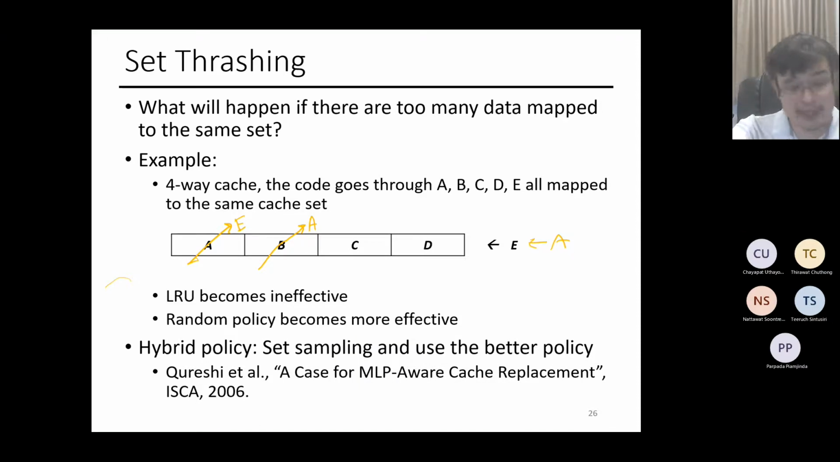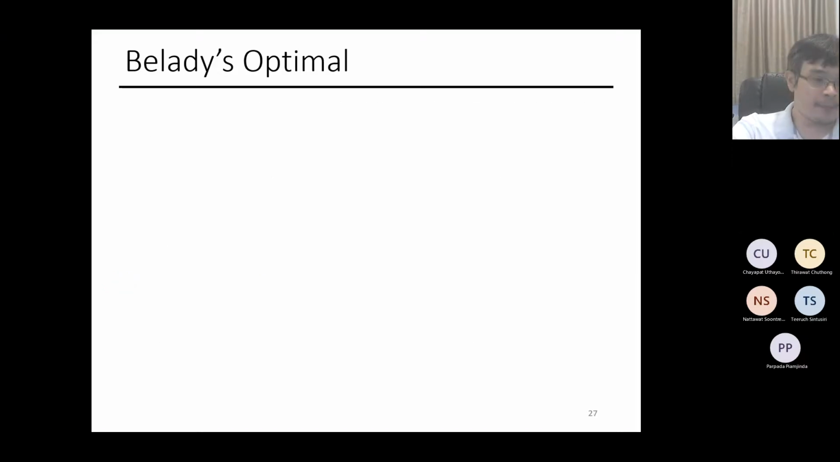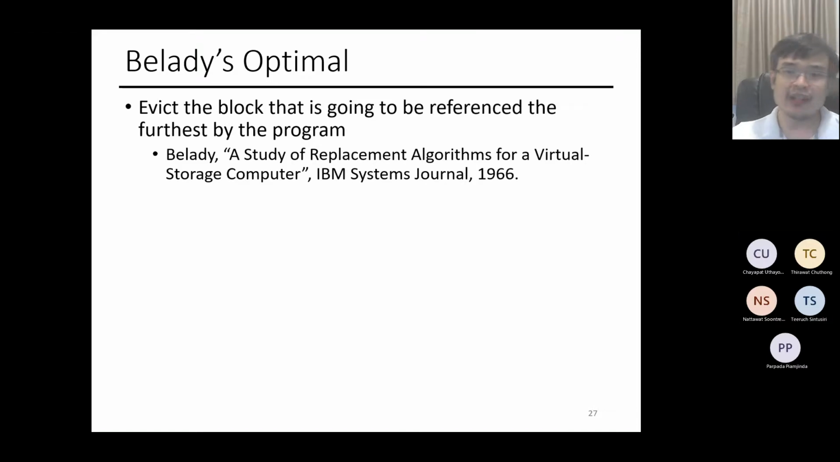So you can actually do a hybrid policy, which is a mix of the two policies based on the performance, when you do the cache design. And then this is one policy I have to talk about. We call it Belady's Optimal. This is an older paper. It's on the theoretical side of things, right? So Belady's Optimal basically says that you should evict the block that's going to be referenced the furthest by the program. This was proposed in 1966, and this talks about what is the best replacement policy.